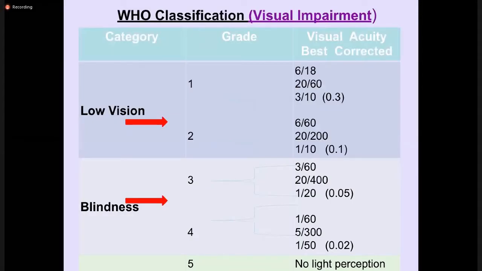So this is grade 1, grade 2, low vision and blindness, and grade 5 is no light perception. I mean, the patient must rely entirely on other senses. This is no light perception. And 20/200 to 20/400 or counting fingers at 10 feet, this is the legal blindness I was talking about.